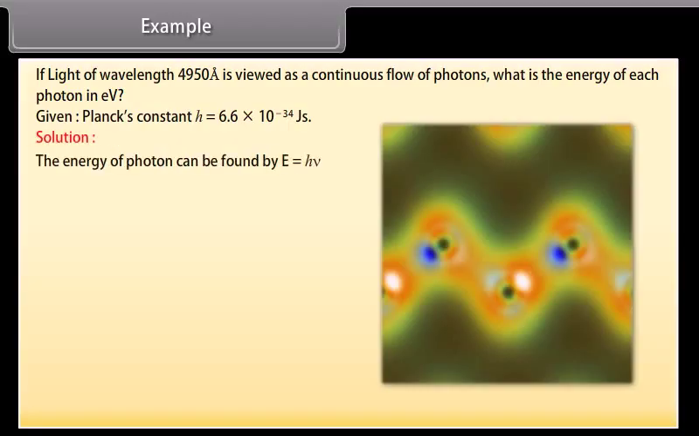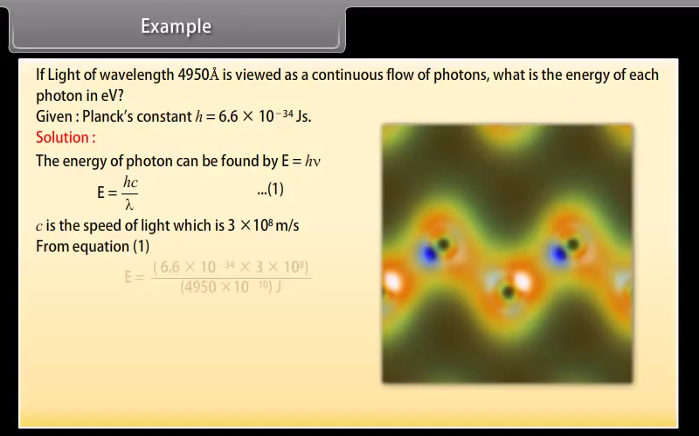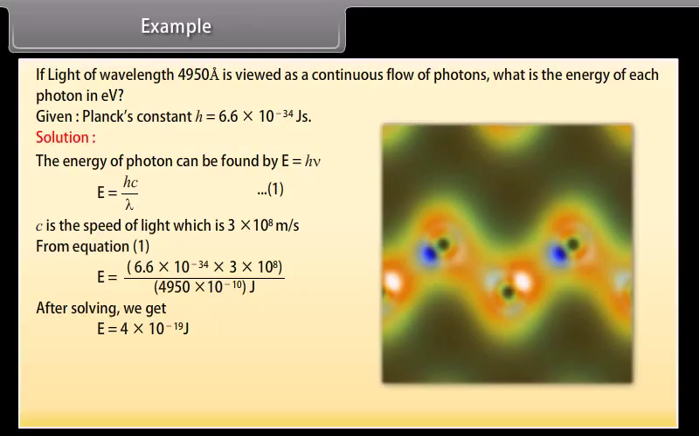Solution. The energy of a photon can be found by E as hν, E equals hc by λ, name it as equation 1. c is the speed of light, which is 3 × 10^8 meter per second. From equation 1, E equals 6.6 × 10^-34 into 3 × 10^8 by 4950 × 10^-10 joule. After solving, we get E as 4 × 10^-19 joule.